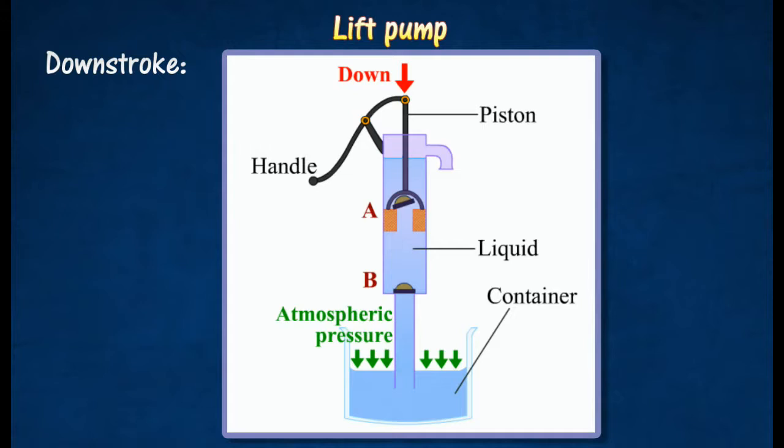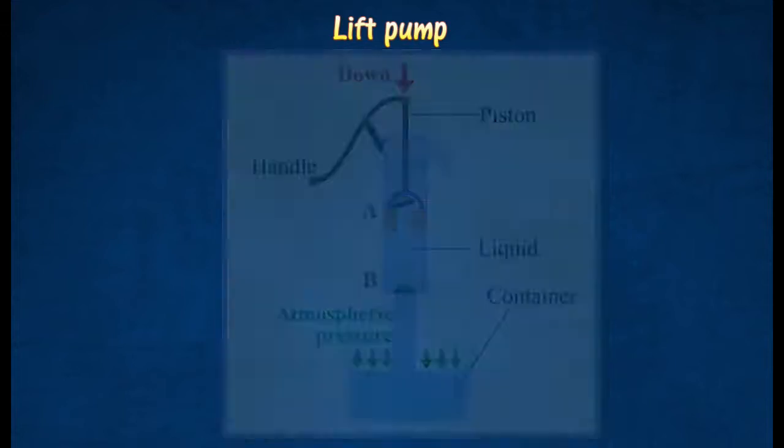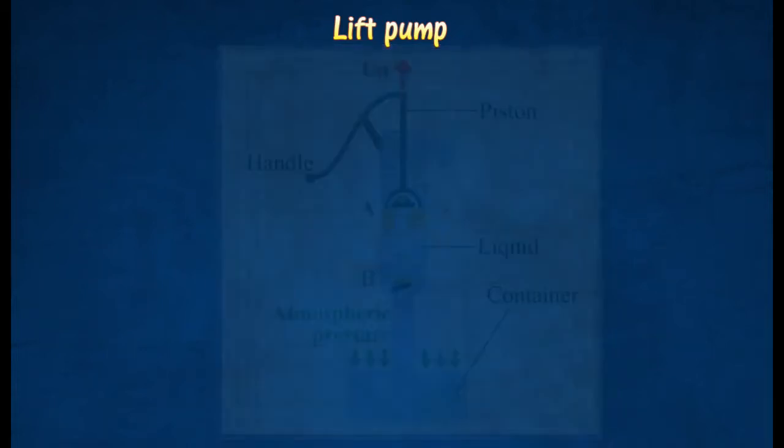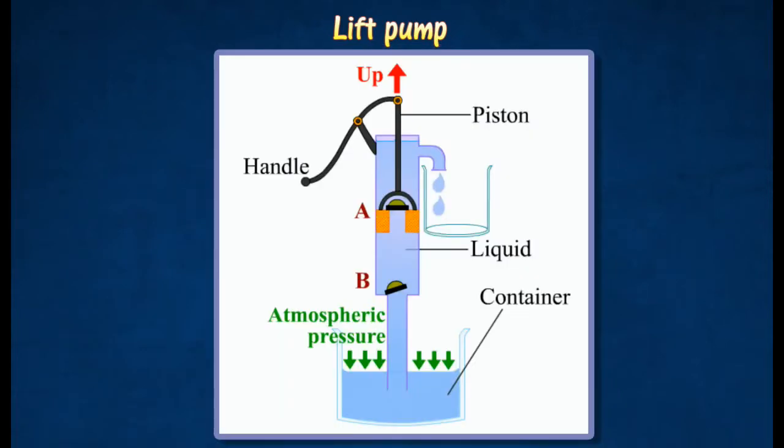When the piston is pushed downwards, the valve B closes, and the valve A opens to allow air to move out through the piston. During the upstroke, A closes and the pressure inside the barrel is reduced due to the increase in volume of the air inside it. This causes the liquid to be pushed into the barrel by the atmospheric pressure acting on the liquid surface. On subsequent strokes, the liquid completely replaces the air in the barrel. After a few such strokes, the liquid will flow out of the spout.